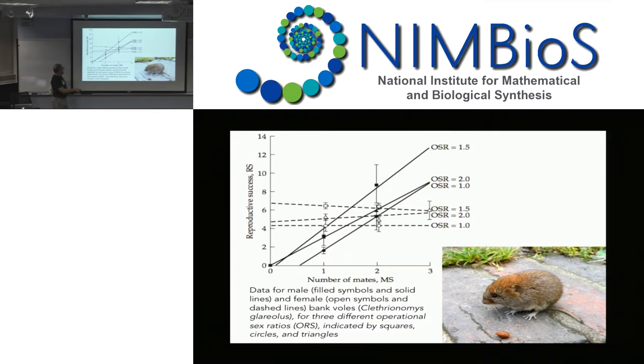If you go to the lovely bankfull, there it is, again, really cute. This is a nice study because what they looked at, dashed lines are females, solid lines are males. They looked at different operational sex ratios. They wanted to ask, does this change over operational sex ratios? And they saw for females, it didn't. For males, so the gradient was flat in females. As you had more mates, you had the same number of offspring. In males, as you had more mates, you had more offspring. And the strength of that depended to some extent on the operational sex ratio.